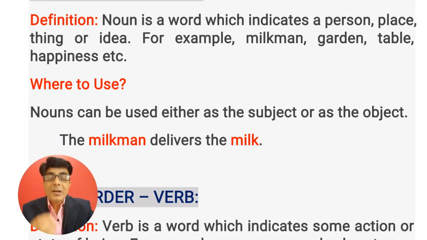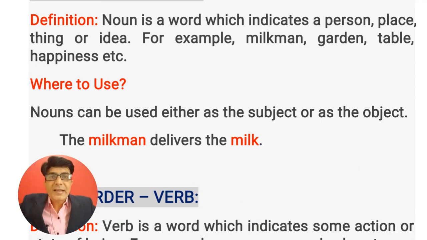Now the question is where these nouns are used in the sentence. Remember, the nouns can be used either as subject in place of the subject in the beginning of the sentence, or in place of the object after the verb. Okay, so beginning and after the verb. Before the verb as a subject and after the verb as an object.